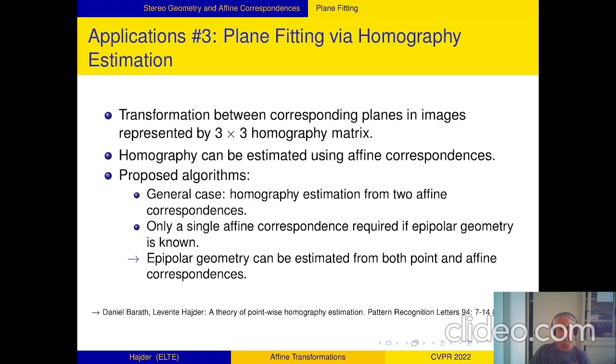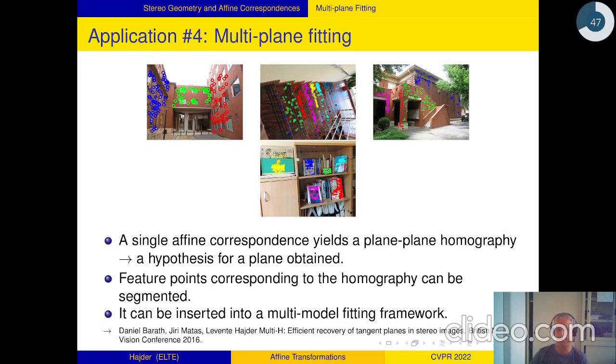And of course the plane estimation is possible from one affine correspondence. In the general case it's not true. In that case 2 affine correspondences are required, but if the epipolar geometry is known, only a single affine correspondence is enough to estimate the plane.